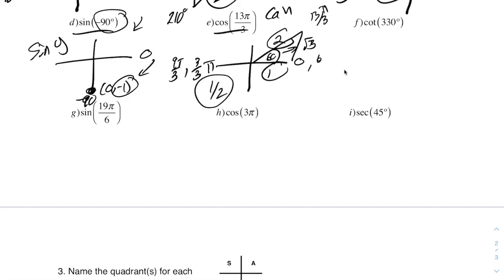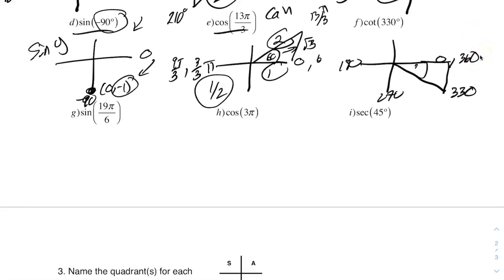Okay, next problem. Cotan of 330. So we're gonna draw it. Here's 0, here's 180, here's 270, here's 360. 330 is between these two. So there's 330, and I am 30 apart. Like that. So if that's 30, that means this going across is 1, hypotenuse is always 2, and adjacent's rad 3.